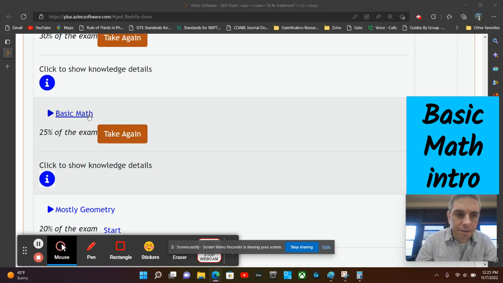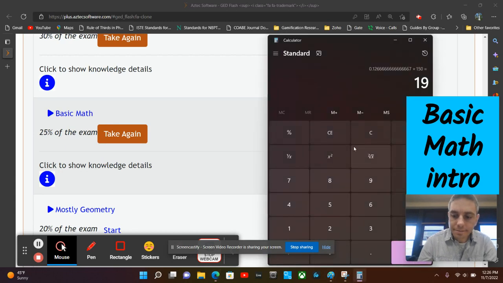Alright, we're going to start with basic math. Now, this section is 25% of the exam, so you can expect to see somewhere between 11 and 12 questions of this type. A lot of the first 6 questions on the GED test are going to come from this section right here, what we're about to do.